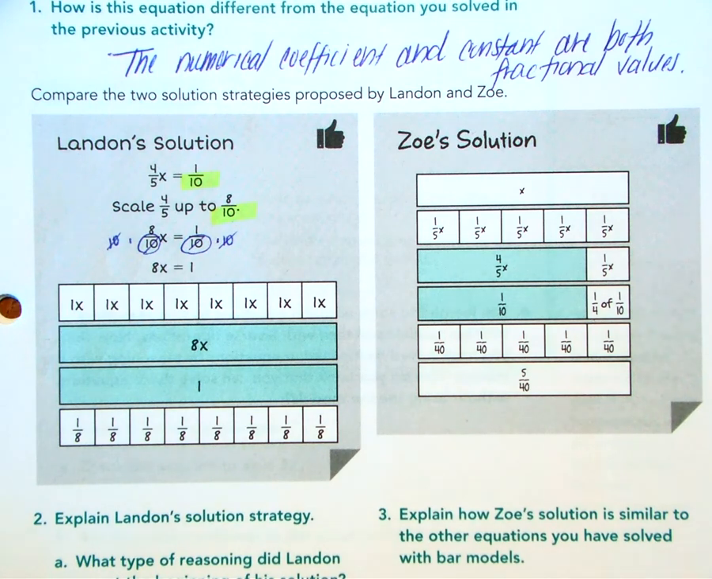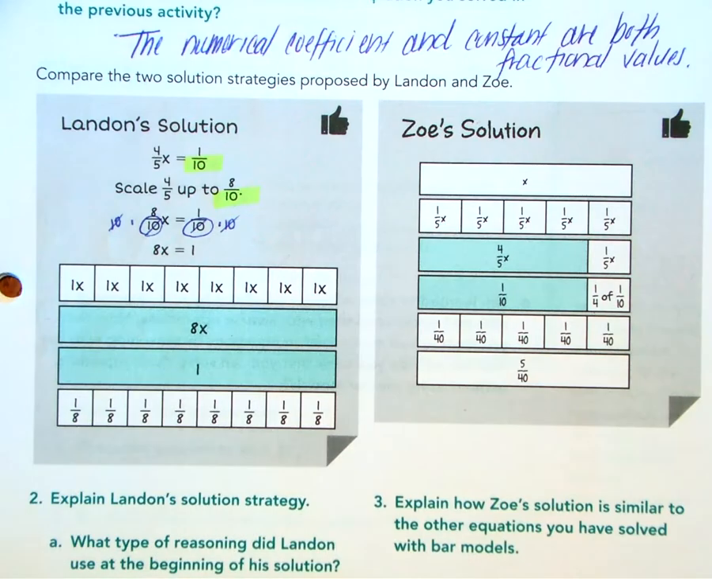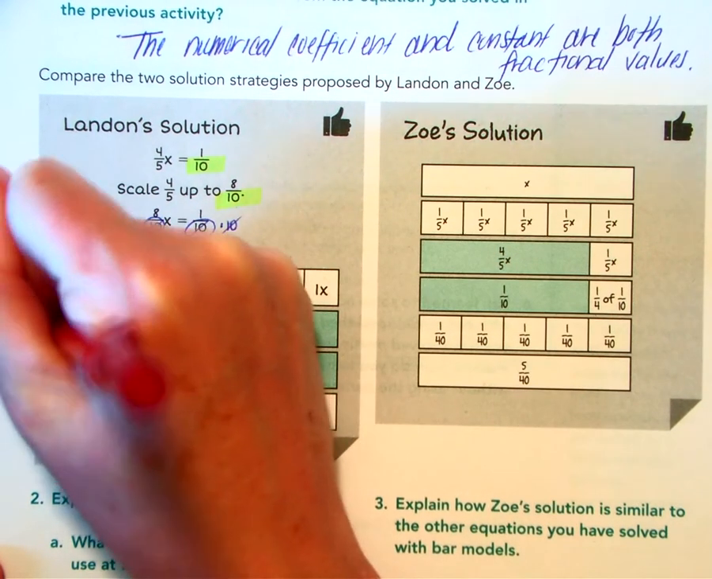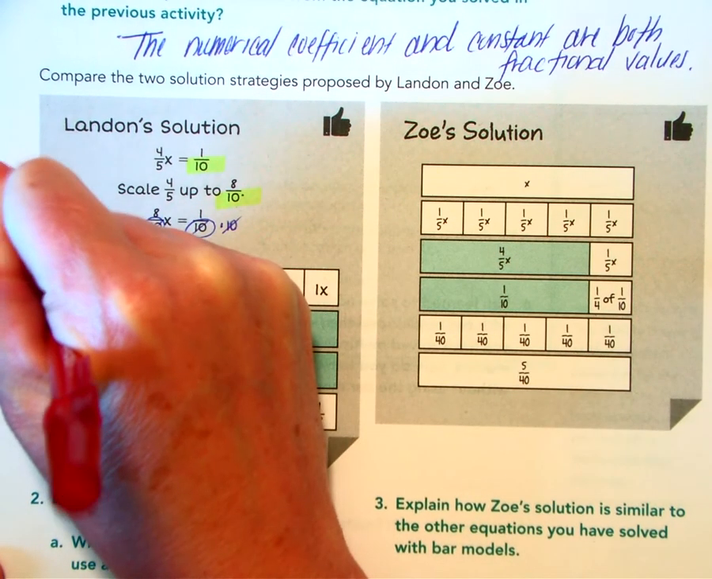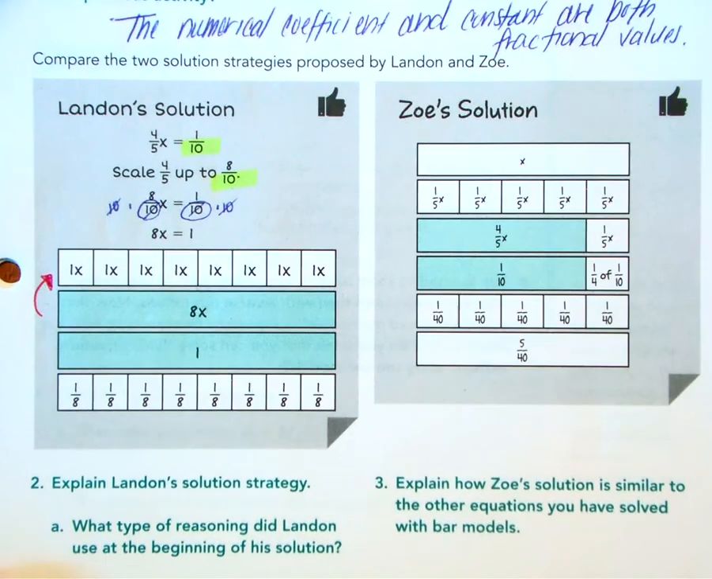So I know what 8x's are worth. So I really do need to decompose it, because I need to know the value of just one of the x's, not 8 of them. So then I watch Landon go, okay, I'm going to take this 8x, and I'm going to break it up into all its individual x's.